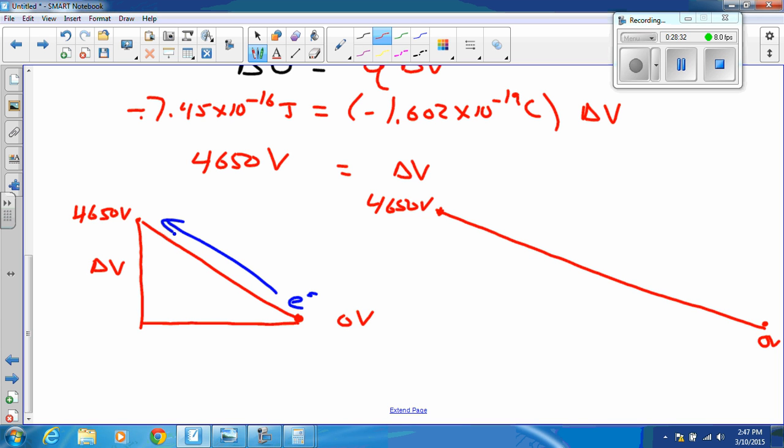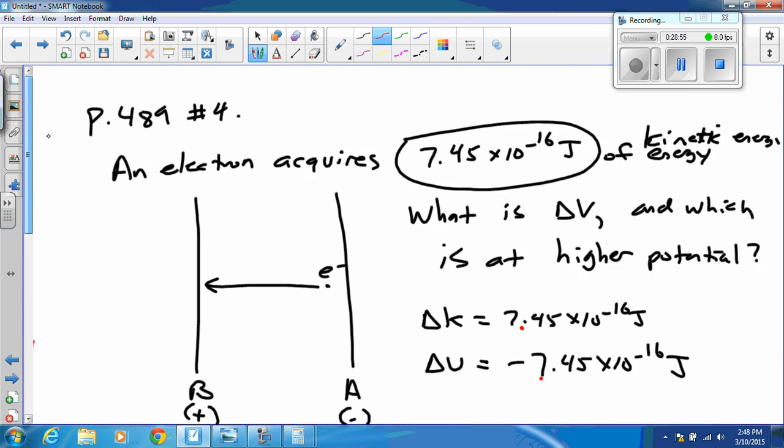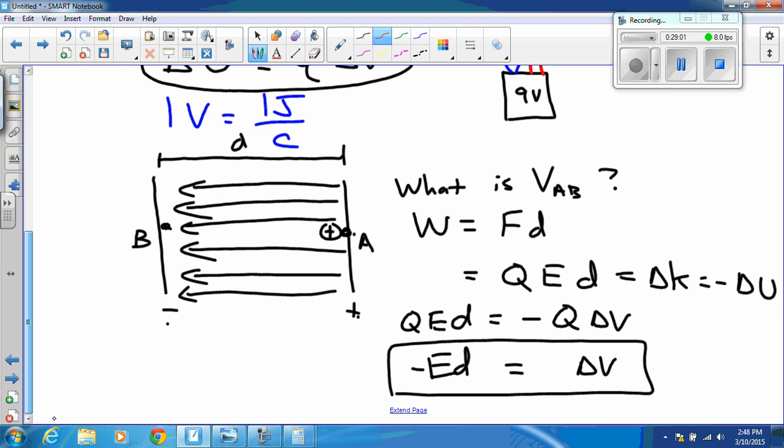So if I take a look at this slope, this is delta V, right? And this is the distance between the plates. And the slope here is equal to delta V over distance. And so I go looking through my formulas to see if that means anything. And I see, oh yes, it does mean something. Delta V over distance is the opposite of the value of the electric field.